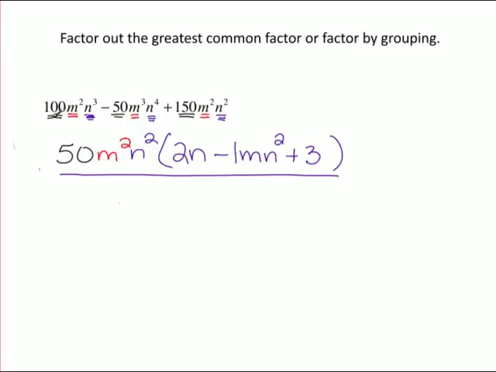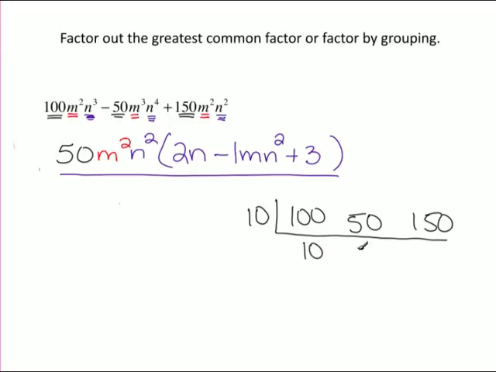Now with this problem, if you're having a hard time finding the greatest common factor, remember we talked about how we can organize our work. If we put 100 here and then 50 and 150, think of the biggest number off the top of your head that can go into 100, 50, and 150. If you're not seeing it, you can start with something like 10. If we go 100 divided by 10, that's 10. 50 divided by 10, that's 5. And 150 divided by 10, that's 15.